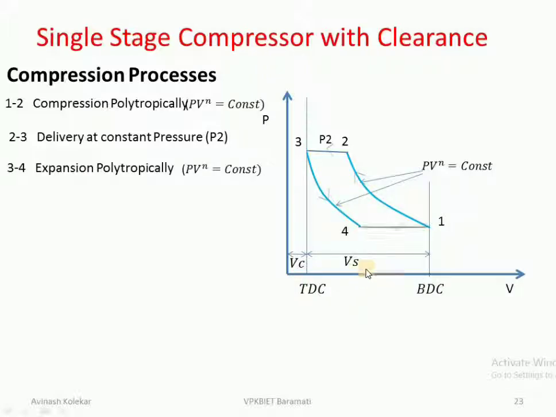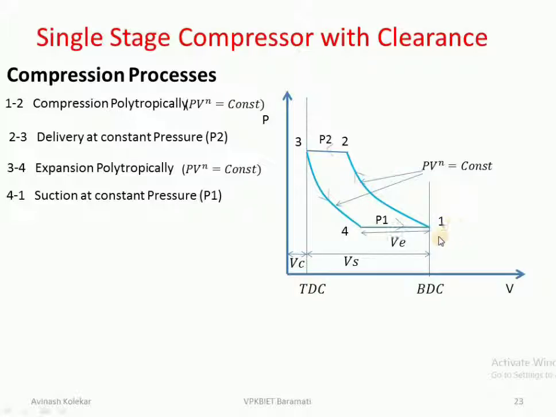So that suction will occur from 4 to 1 at the constant pressure P1, and that we are saying suction pressure. So likewise we can have the suction process. Now from this diagram we can see that the complete cycle is there, and from the diagram we can see that the swept volume is different than whatever the volume we have sucked.